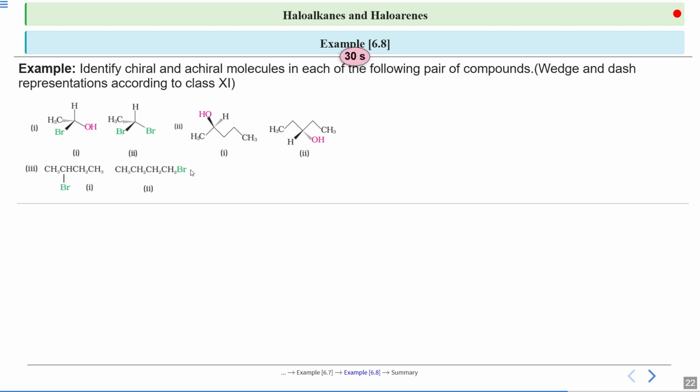So you have to identify chiral and achiral molecules in these pairs. You have some time, try to solve this question, and then we will see the answer. Okay, let's see the answer.